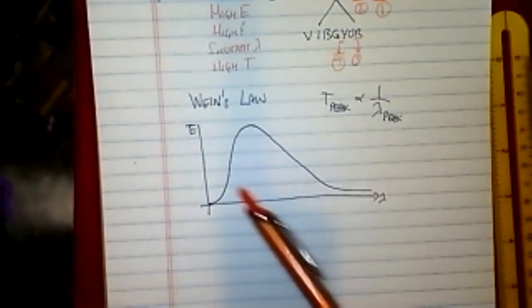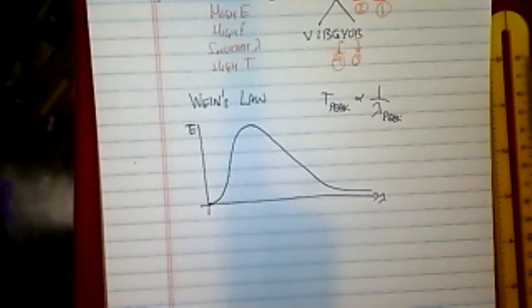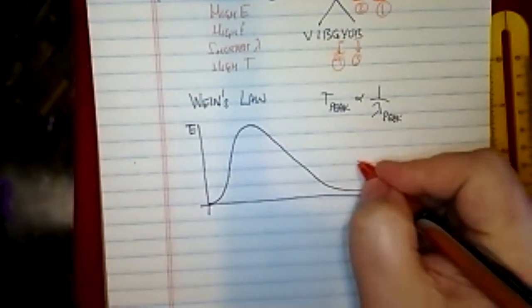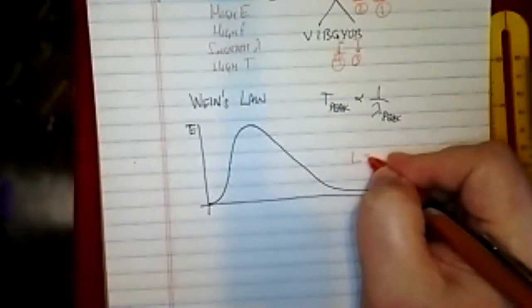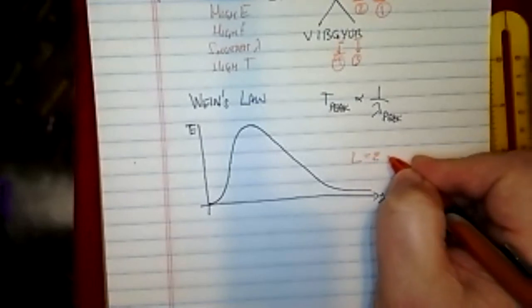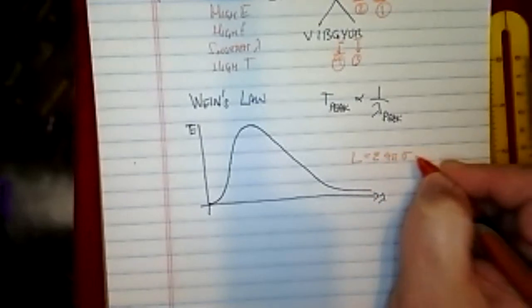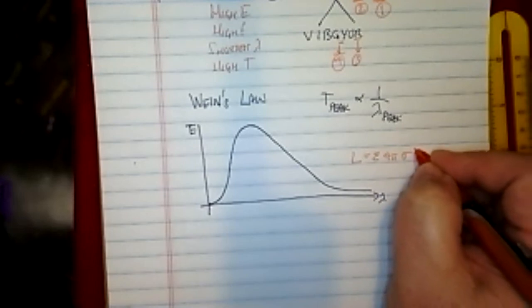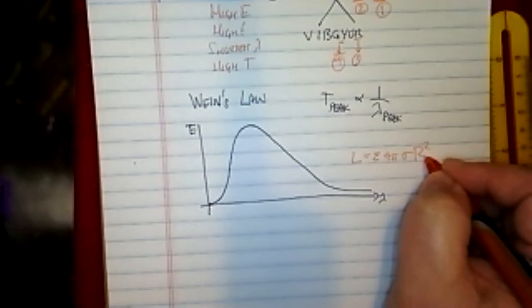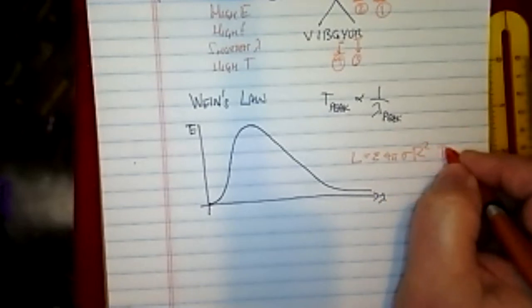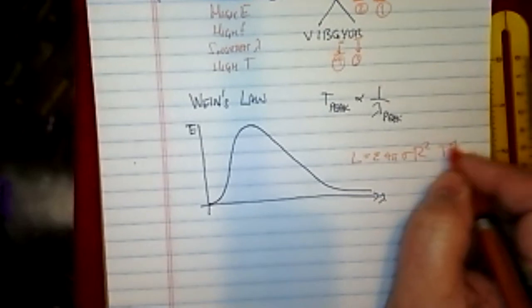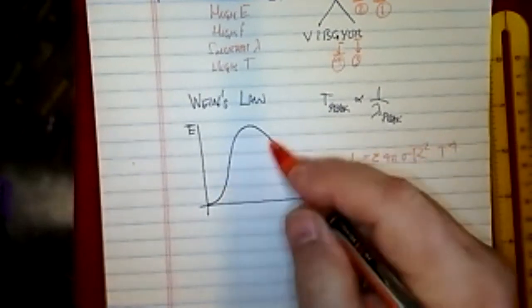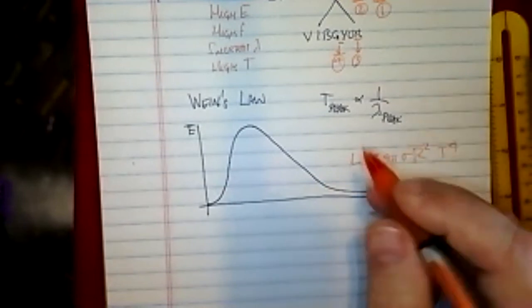And the area under that curve turns out to be the Stefan-Boltzmann law, which basically says that the luminosity is equal to some constant times 4 pi times another constant called the Stefan-Boltzmann constant times the square of the radius of the star times the temperature of the star to the 4th power. Okay, that comes from taking the area under this curve.